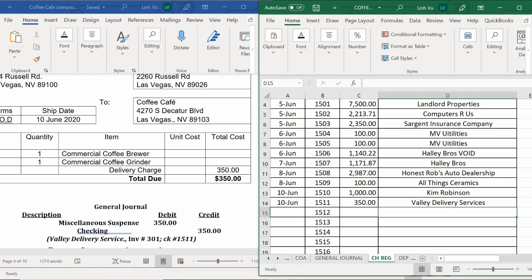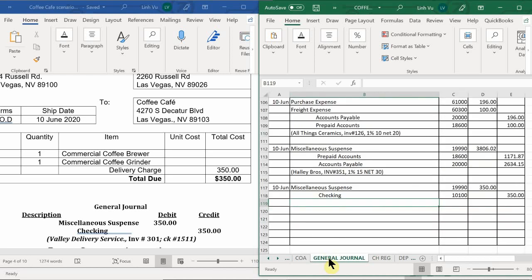We cannot write freight and checking. We have to be specific. You cannot write freight and checking. In this case, we only use freight expense for inventory. Is this inventory? No.